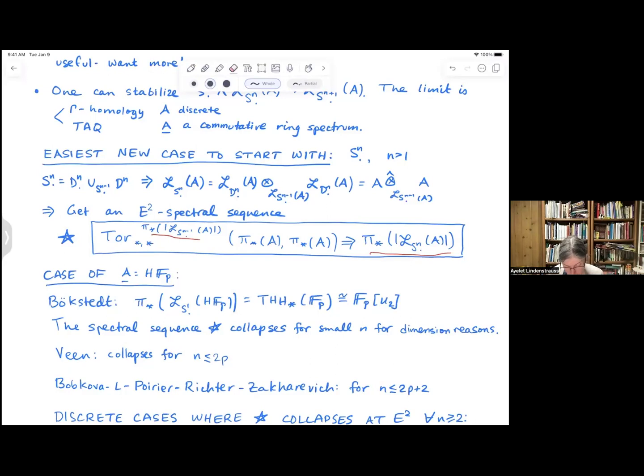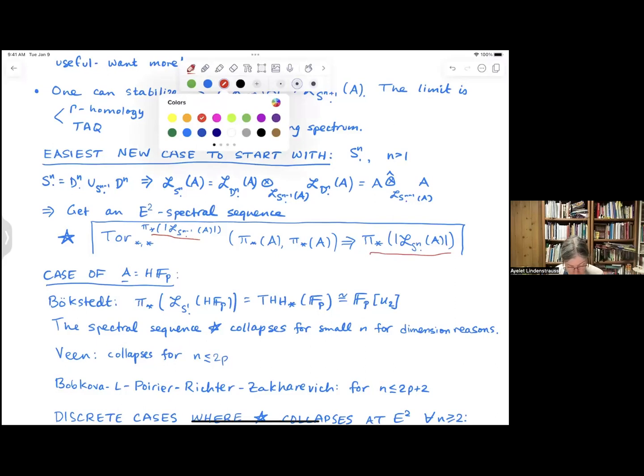But then, of course, it stops collapsing for dimension reasons. And Torleif Veen showed that this spectral sequence collapses for n less than or equal to 2p. He used things like additional structures, and the first differential has to be an irreducible element and map to a primitive and all that kind of stuff. So he used those tools, and he got the spectral sequence collapsed for n less than or equal to 2p.